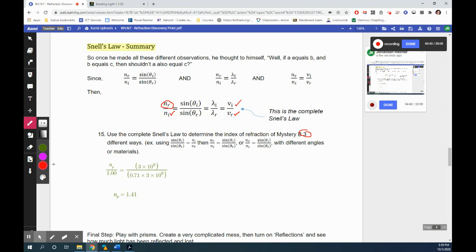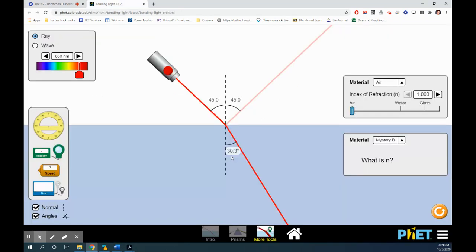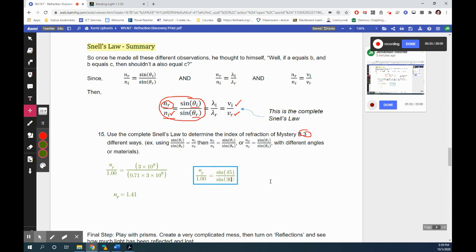Way number 2 is this. I want to use this part. We've got the 2 angles and we've got NI, and so we want NR. Let's do it. NR divided by NI, which is 1.00, equals, in this case, sine of 45 degrees, which was our angle, divided by sine of the refracted angle, 30.3. Just like that, and you can get it. So you can do that, and then you'll be done.